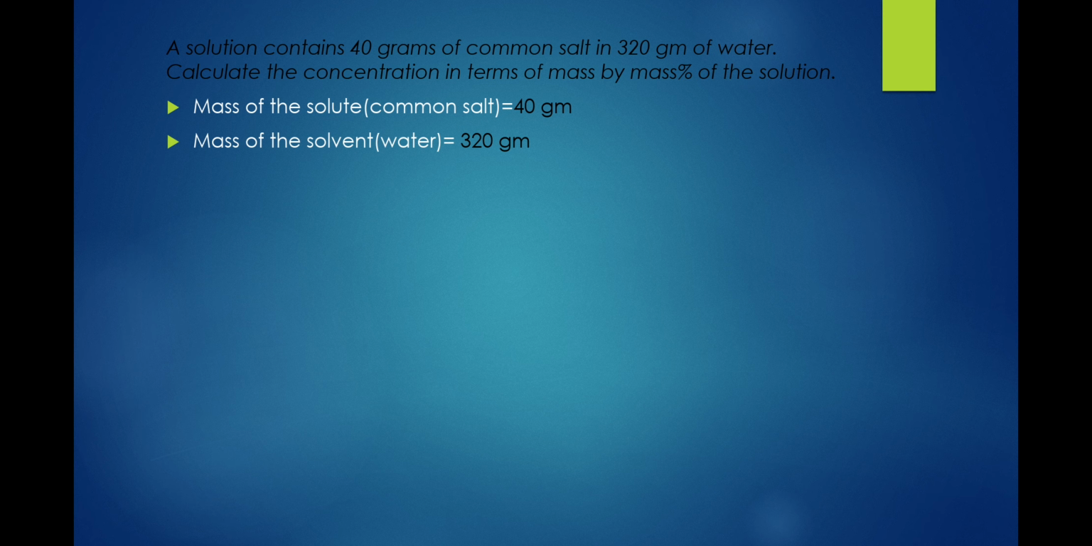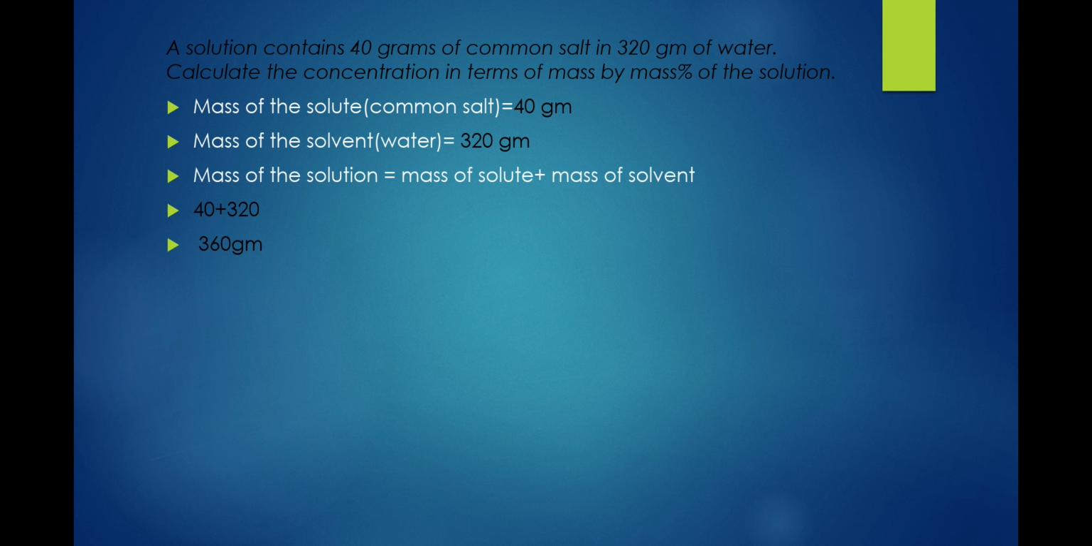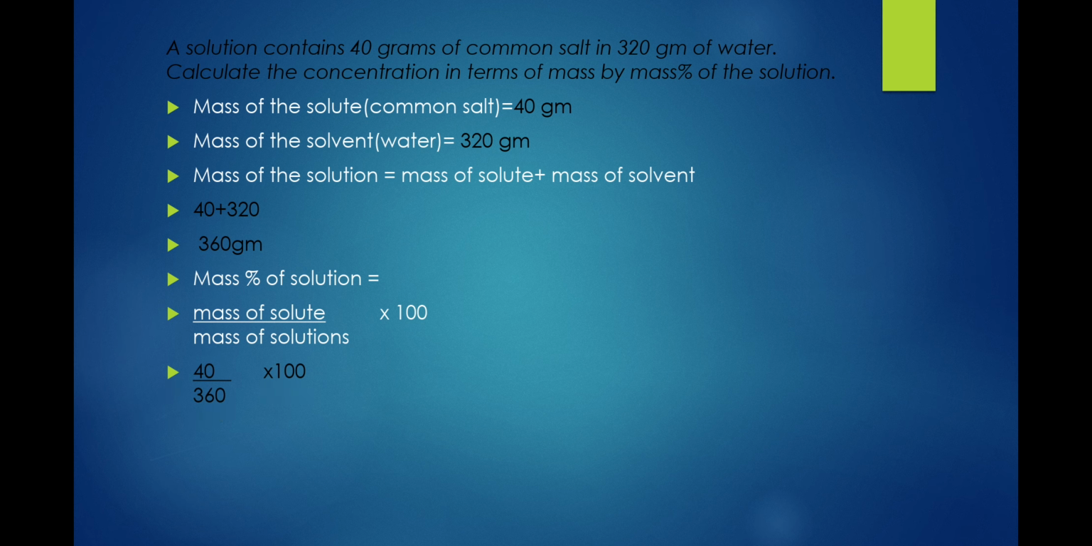A solute dissolved in a solvent makes up the solution. So mass of solution is equal to mass of solute plus mass of solvent, that is 40 plus 320, which makes it 360 grams. We have to calculate the concentration in terms of mass by mass percentage. So applying the formula, mass of solute divided by mass of solution multiplied by 100, and putting in the values, 40 upon 360 multiplied by 100, we get the percentage 11.1.